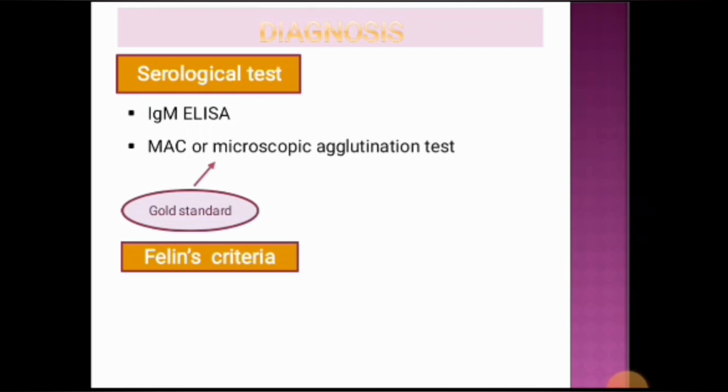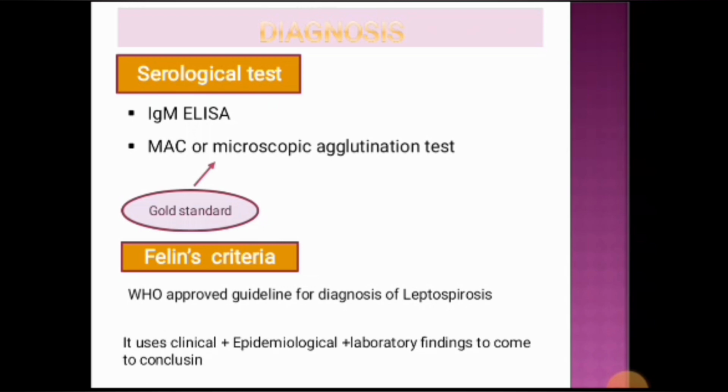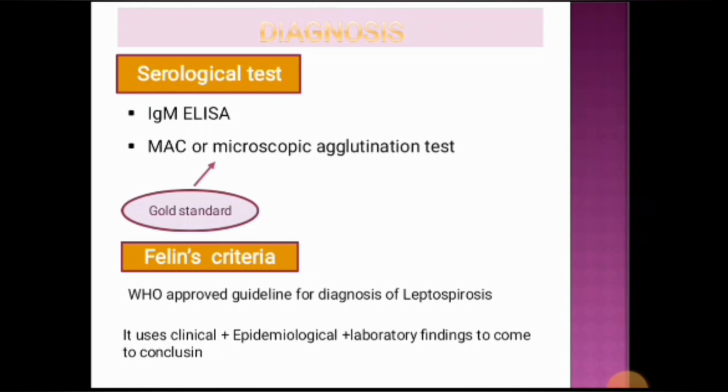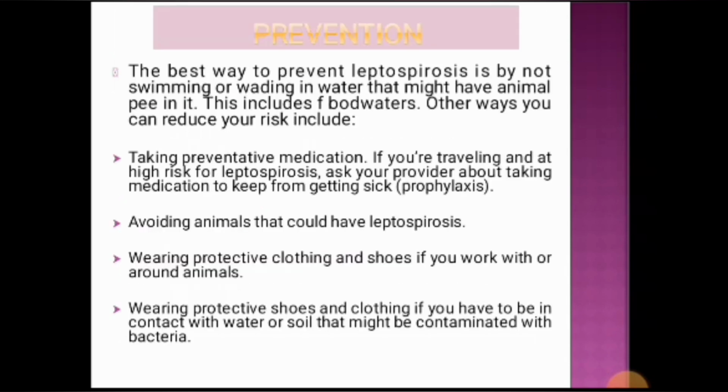Now, do you know what Faine's criteria is? Faine's criteria is a WHO approved guideline for the diagnosis of leptospirosis, so it is a very important question. It uses clinical, epidemiological and laboratory findings to come to a conclusion. And the prevention: as you know, prevention is better than control.